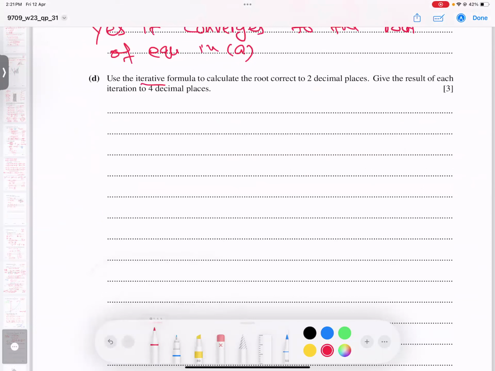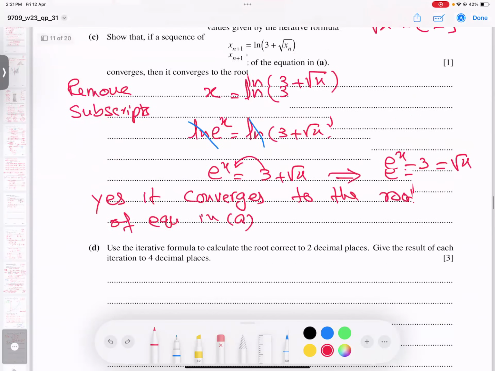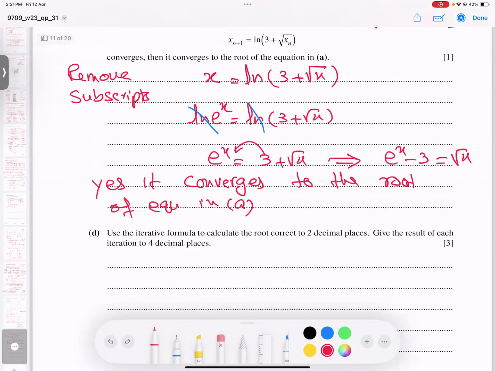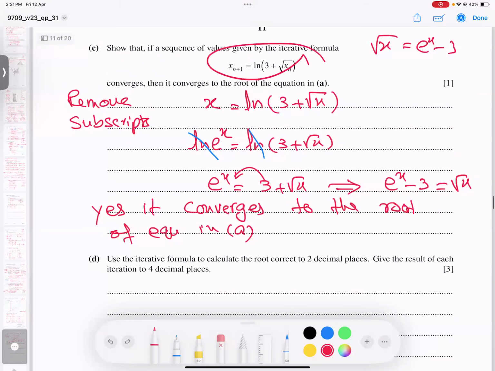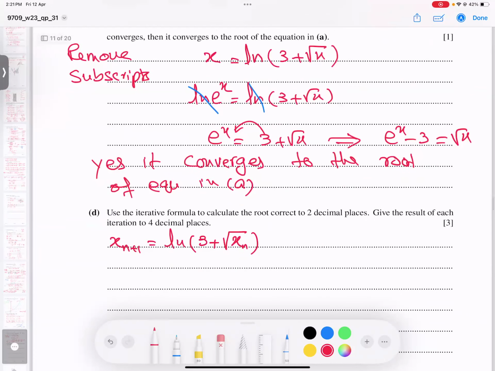He said use the iterative formula to calculate the root to two decimal places, and give each answer to 4 dp. For each answer 4 dp, final answer 2 dp. So what is the technique, students? I will use this iterative formula. Let's write it first of all. Now, students, what to do? First of all, if n is 1, I will replace every n by 1. So here 1 and here 1.